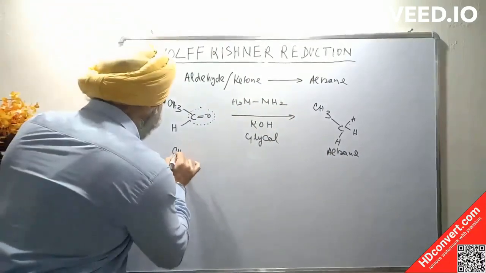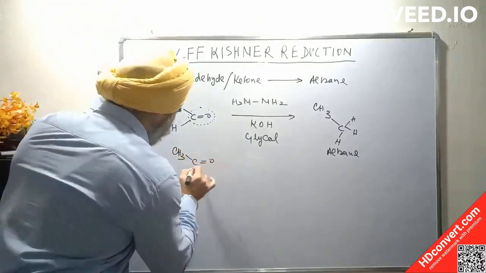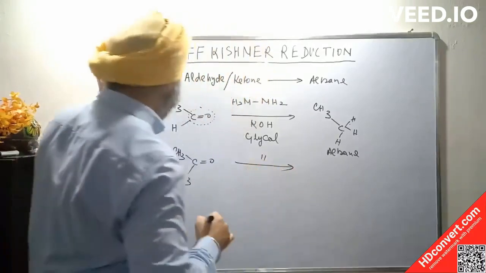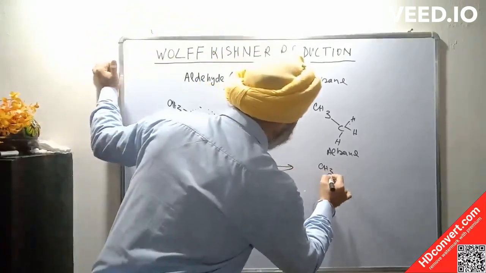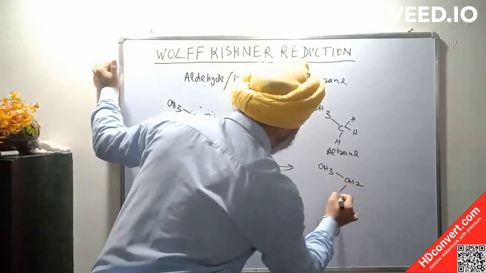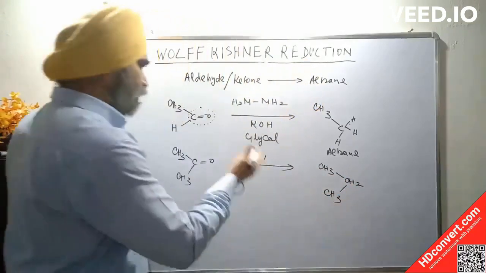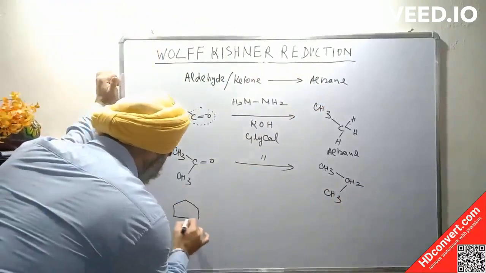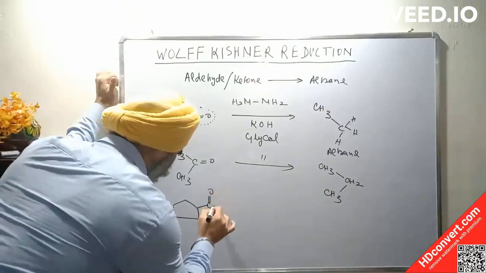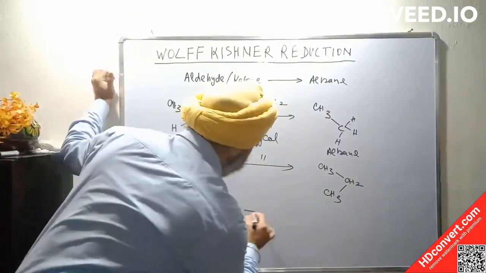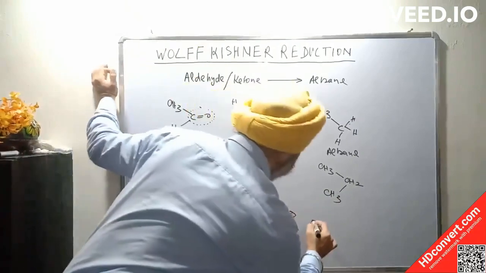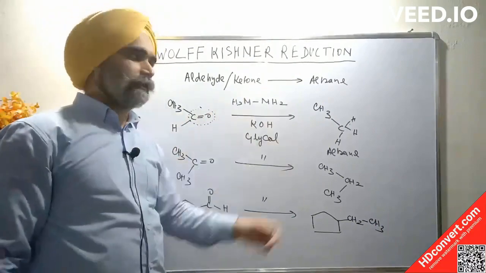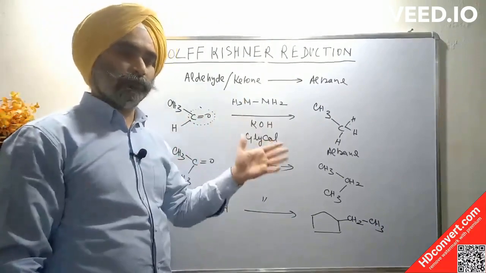We can also take a ketone, CH3, C double bond O, CH3. We take the same reagents and what we get? We get CH3, CH2, CH3. Similarly, we can write more examples. We can take examples of some cyclic compounds like C double bond O. The same reagents are taken and what we get? So we are starting with aldehyde and ketone, and we are getting alkane as our product.